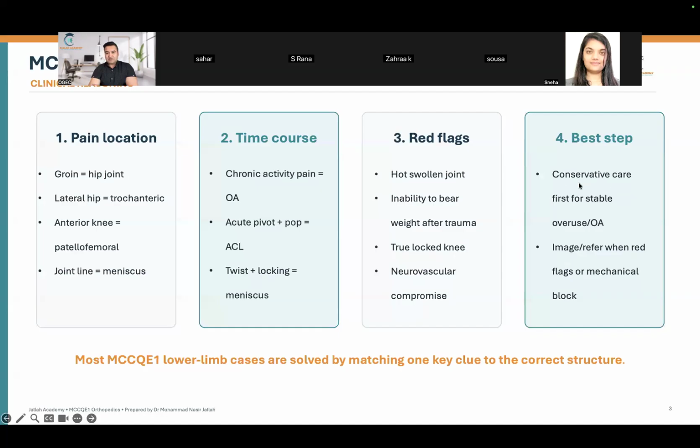So best step: conservative always, for a stable and overuse osteoarthritis. For all musculoskeletal conditions, we usually start with conservative management if the patient is stable. Same thing applies for osteoarthritis. Image and refer when there are red flags or mechanical blocks. If you have a red flag, then you have to escalate the investigation, the management, the treatment. Most MCQ 1 lower limb cases are solved by matching one key clue to the correct structure.